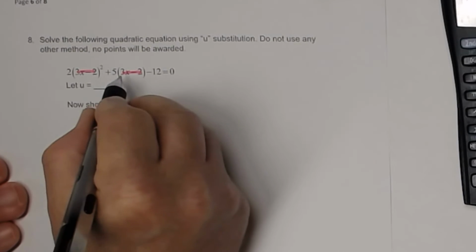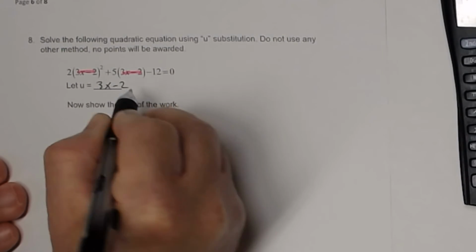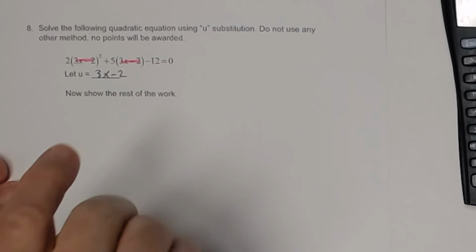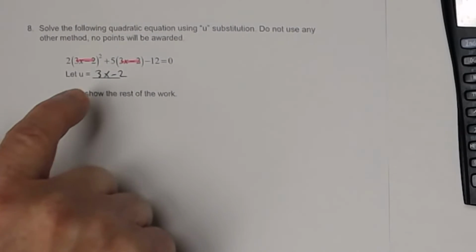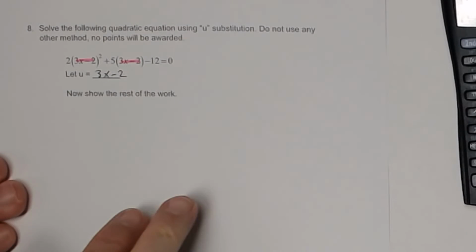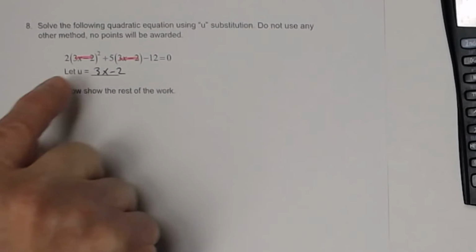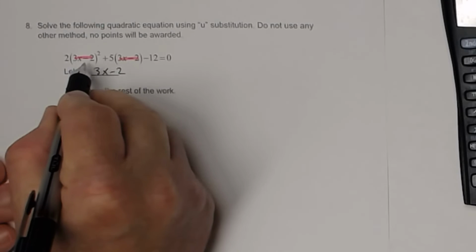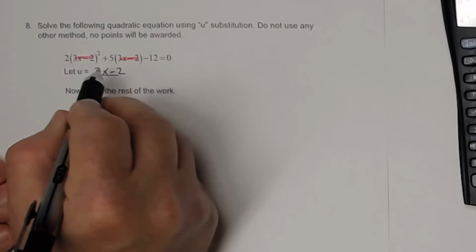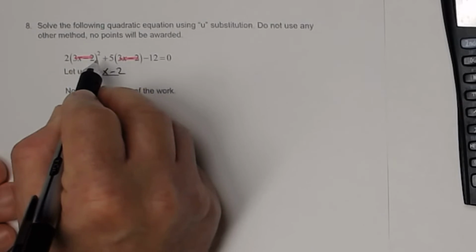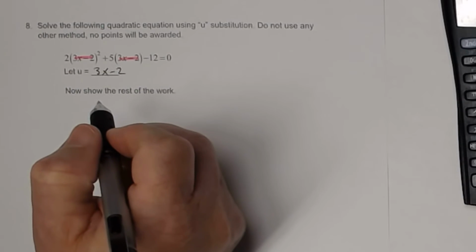So you want to let u equal that 3x minus 2. And I'm even giving you a hint: I told you let u equal blank. I needed you to show me that u would have to be 3x minus 2. Now you're going to show the rest of the work. So what I expect you to do is to say, all right, I'm going to substitute u for 3x minus 2. So wherever I see 3x minus 2, I'm going to write the variable u.